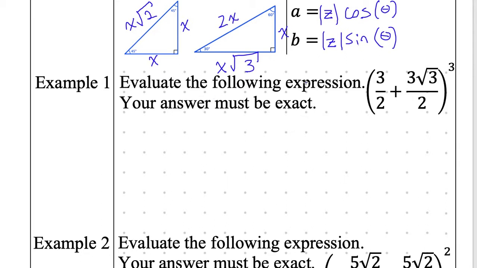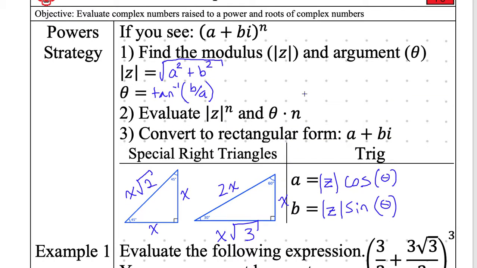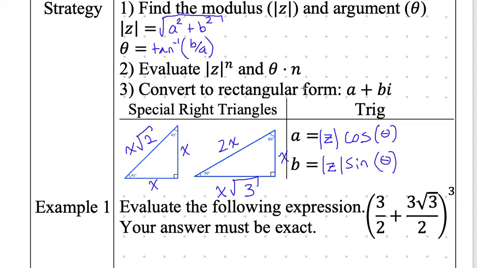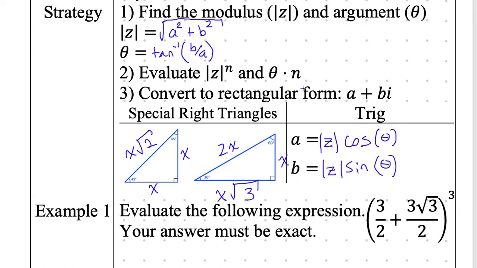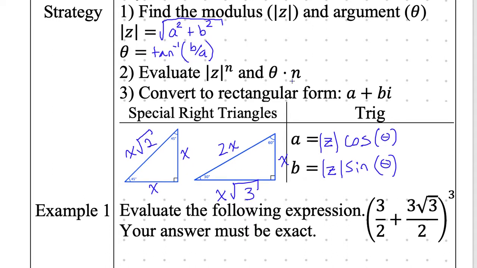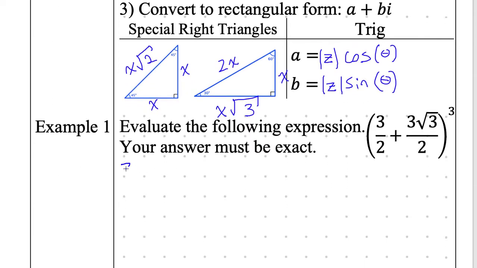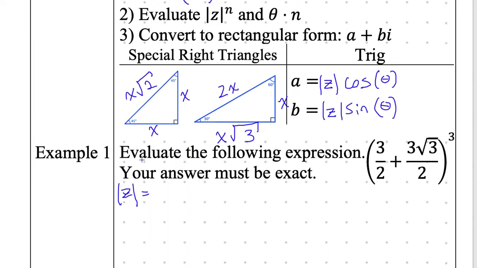So evaluate the following expression. Step 1. Literally read step 1 and tell me what to do. Find the modulus and argument. Okay, what is the modulus? Absolute value of z. The modulus here is what, James? Just use the formula. Plug them in.